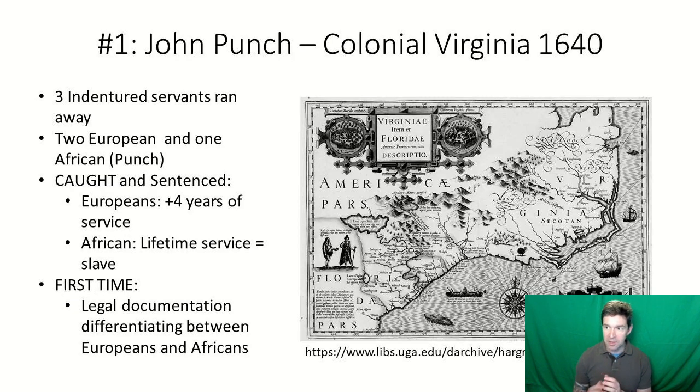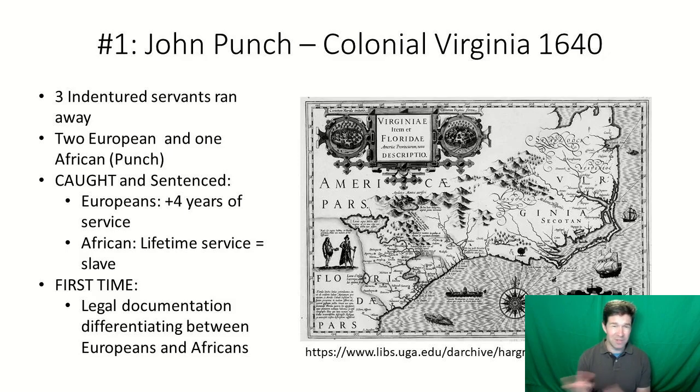So we'll start with John Punch. This is colonial Virginia in 1640. Here's the first time that we see discrimination occurring based on descent. You've got three indentured servants. Indentured servants are people that are working basically like slaves, but they have freedom with hope. It's like, I'm going to be your indentured servant for 5 years to pay for my passage across the ocean, and then I'm free to earn a wage and go on. I'm going to work off what I owe.